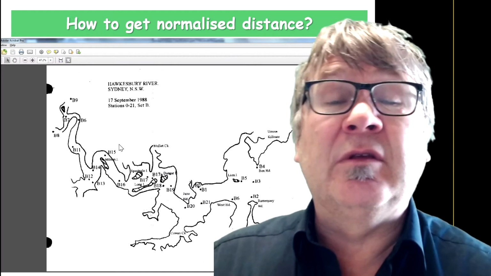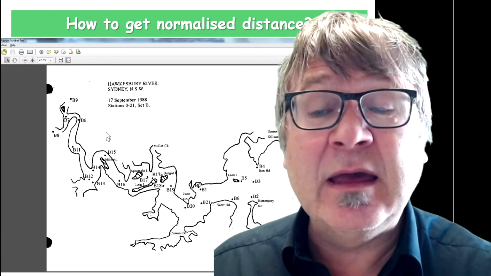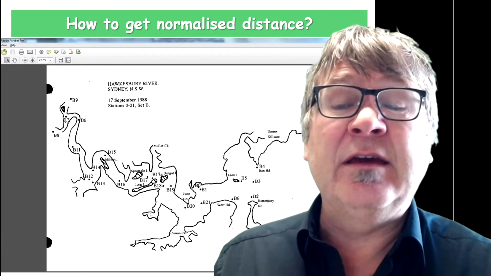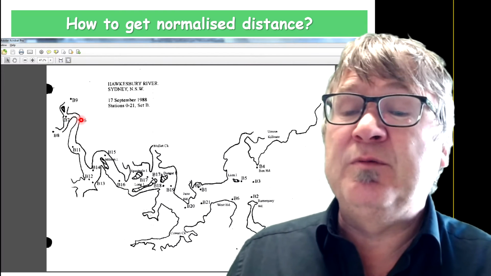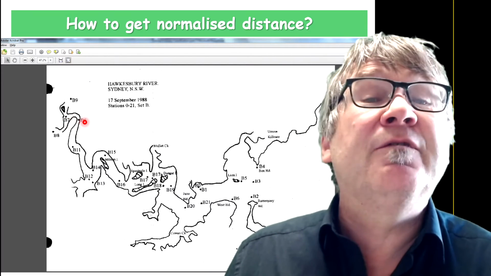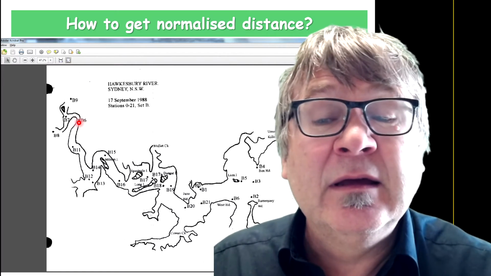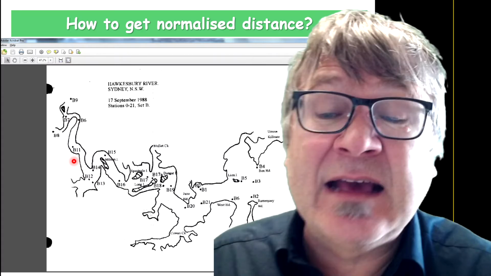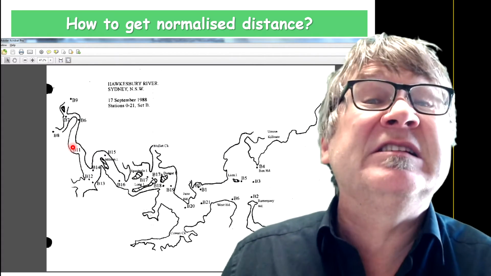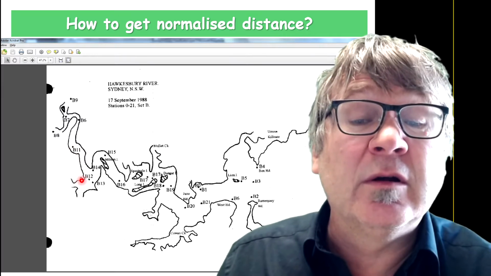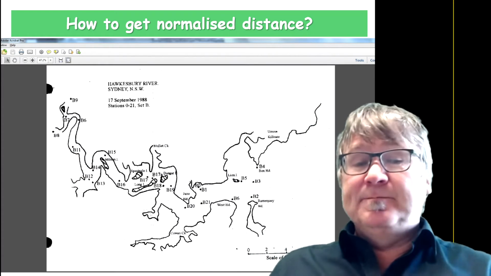So then you can also determine the normalized distance. For example, for station B6, it's just the distance between B6 and B7 divided by the total length of your estuary. Then you do the next. You can also work out the normalized distance between B11 and B7, and so on. So this is how you do it, step by step.